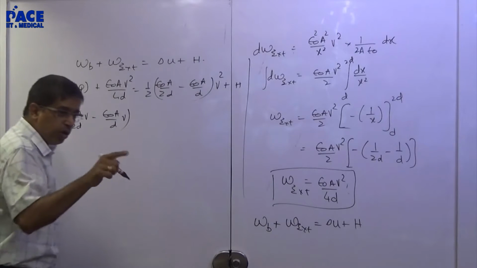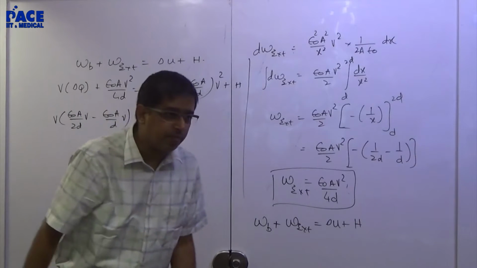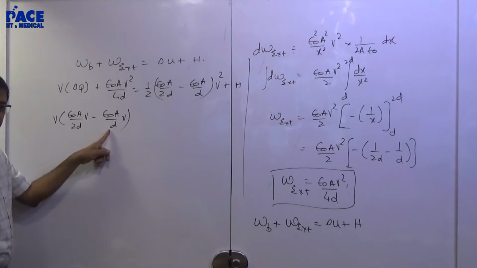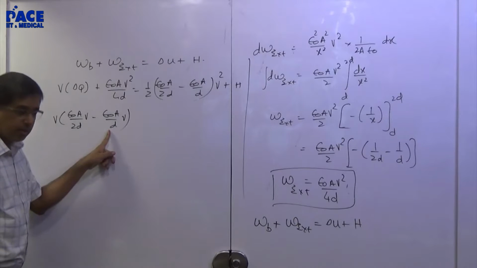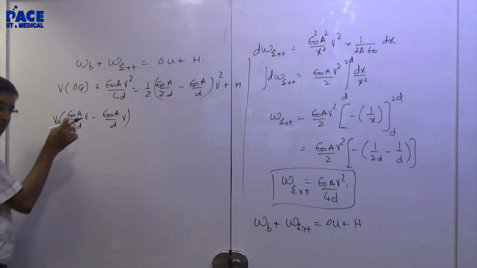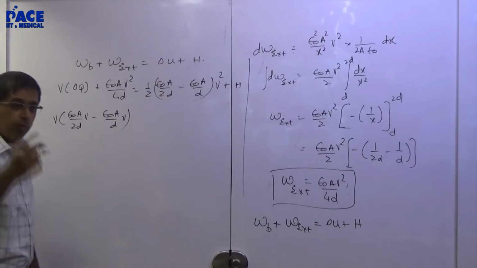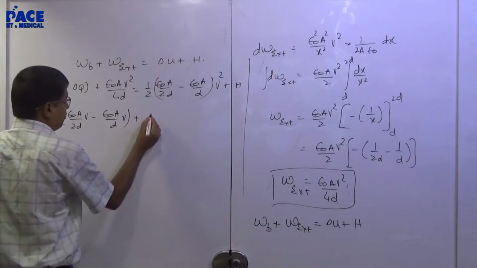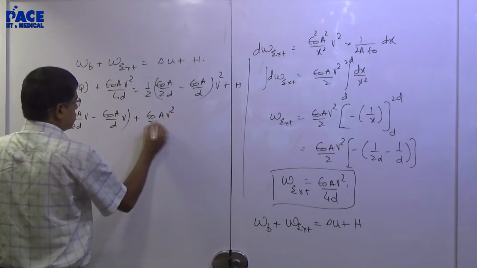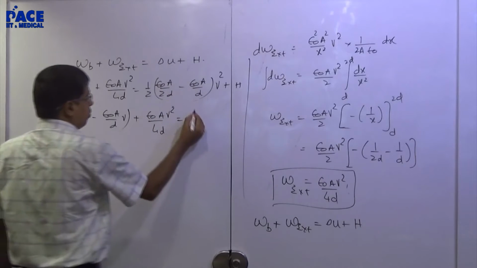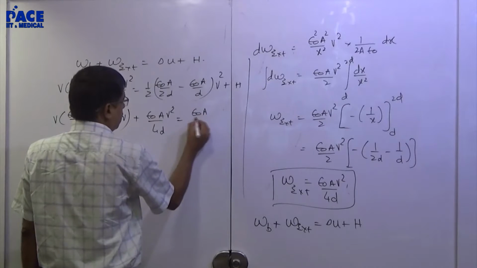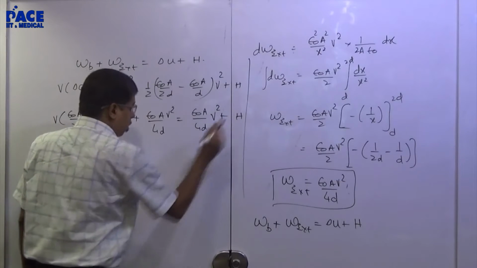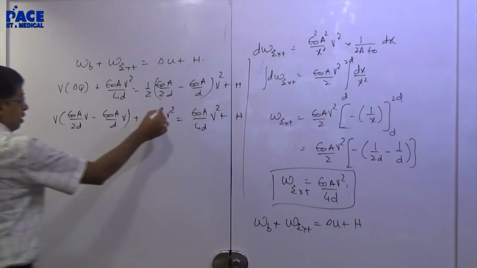Now you understand what we mean by work done on the battery. C final is lesser, C initial is greater than this, so the difference will be negative because work is being done on the battery. Epsilon naught A V square by 4D is equal to epsilon naught A by 4D into V square plus heat loss. Keep an eye on the simplification.